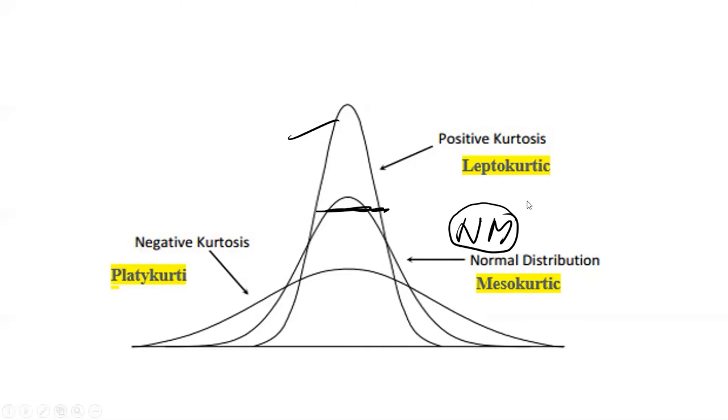Okay. Then you have platykurtic and leptokurtic. The positive kurtosis, the highest level of kurtosis above the normal curve, is called leptokurtic. You can remember it by PL. The negative kurtosis, which lies below the normal distribution curve, is called platykurtic. So NM you can remember and PL you can remember. Positive kurtosis is leptokurtic, and negative kurtosis is platykurtic.